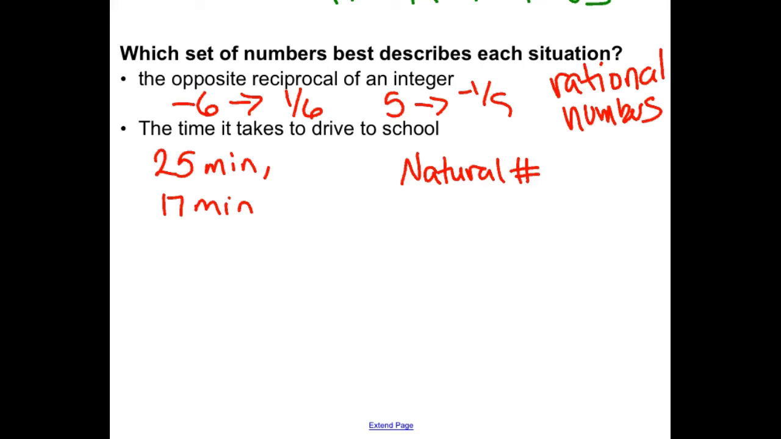You can see both my answers to these. On the top one, I had the example of -6. The opposite reciprocal of that would be 1/6, which is a rational number. 5, the opposite reciprocal of that would be -1/5. So I think the best set to describe those would be rational numbers.